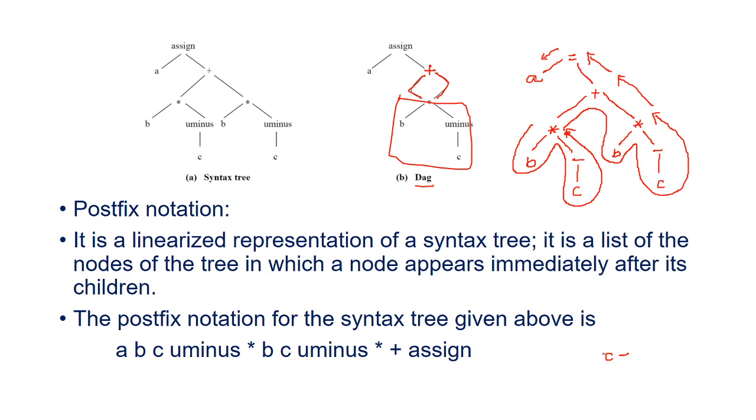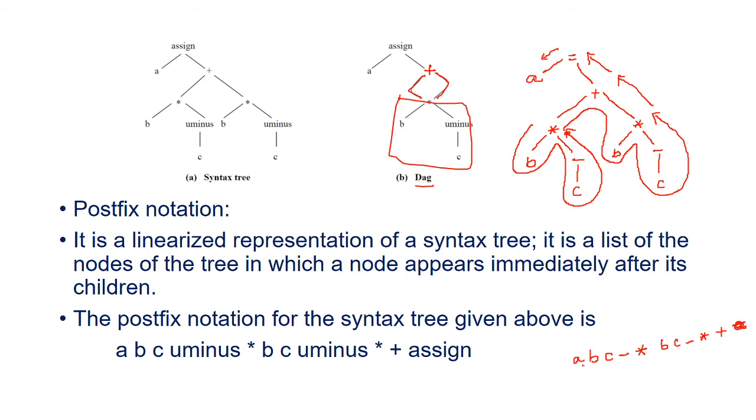Then the children are B and C for star. So star will appear only after B and C. Similarly, we have one more B and C, B C star minus star. Then only after these two children does the plus sign appear. Only after these are all children for equal to. So for equal to, A is another child, and then plus sign and equal to will be the last thing.